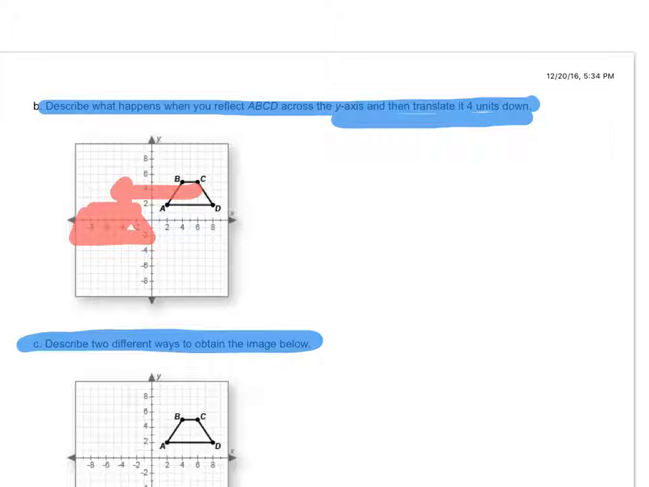Also, these are all rigid motions. Just to bring up that vocabulary word, because when you reflect across the y-axis or translate or rotate, the image is going to stay exactly the same.